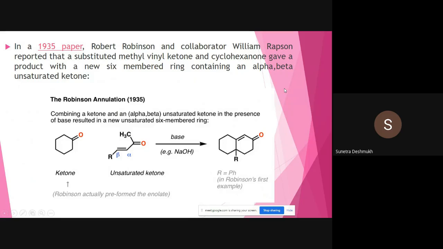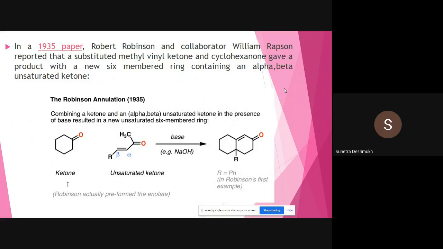So in 1935 Robert Robinson and collaborator William Rapson reported that a substituted methyl vinyl ketone and cyclohexanone give a product with a new six-membered ring containing an alpha beta unsaturated ketone. Okay, so this annulation reaction was invented in 1935 by Robinson and his collaborator Rapson.